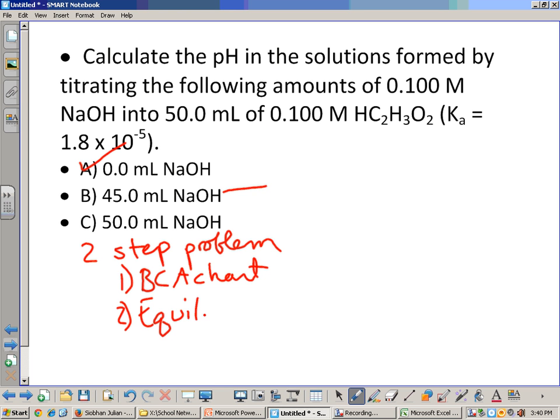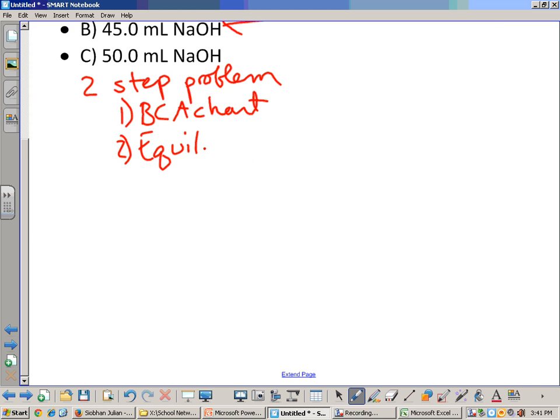The reason that it becomes a two-step problem is we must recalculate, after adding in that 45 milliliters of sodium hydroxide, how much weak acid remains. If I've added 45 milliliters of the NaOH, what is that going to mean for my amount of weak acid? How much of my weak acid have I neutralized by adding in that much of the base? That's the same BCA chart as you've done previously in titration when we did acids and bases earlier. So it's absolutely the same sort of thing. That's the first part, and we'll do that first.